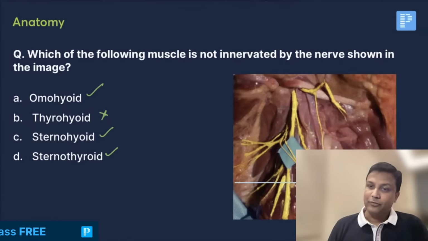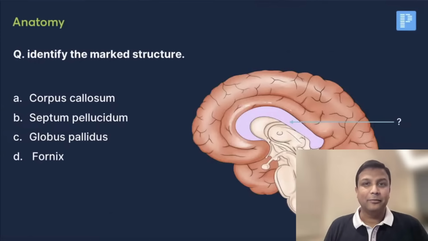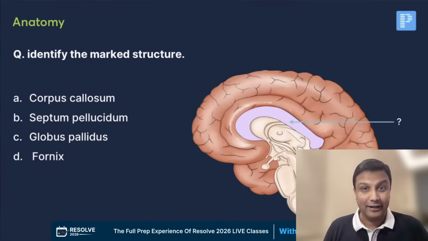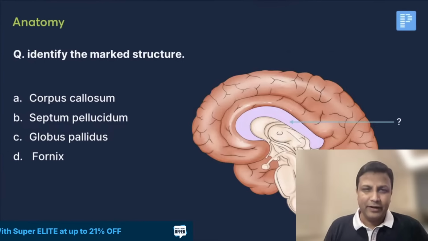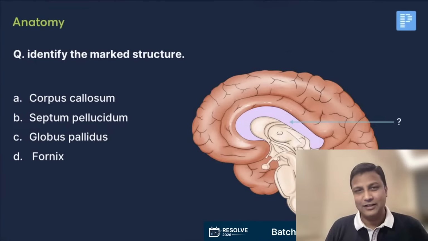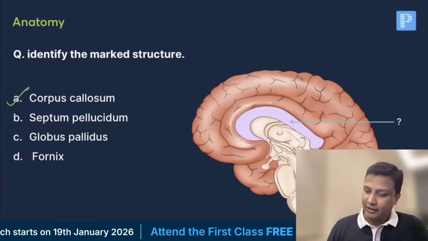Is it okay? Let's go ahead right now. Identify the marked structure. Section of the brain. Yes, of course, you have to learn all the three sections of the brain. I told you like many times. Out of the three sections, definitely in the exam they'll be giving one section, and in that section you should be able to identify all the structures. And this is one of the easiest ones. That is your corpus callosum here. So option A will be the right answer here.